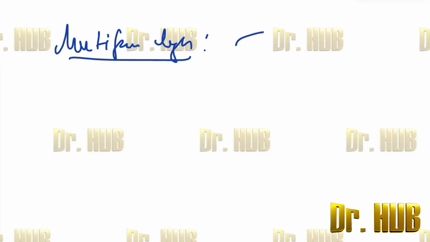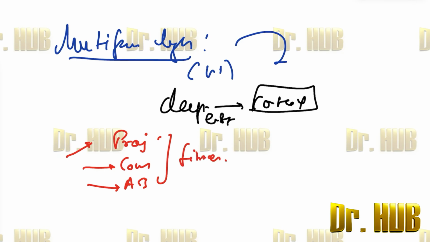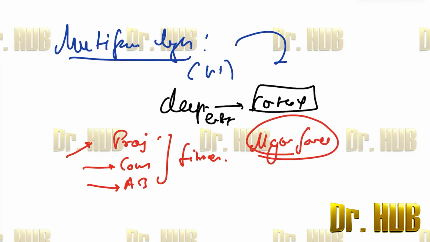Next what we have is the multiform layer. This multiform layer is the sixth layer, and it is the deepest part of the cortex. It gives rise to the projection, commissural as well as the association fibers, and it is the major source of the corticothalamic fibers.